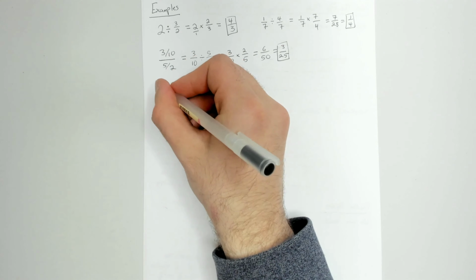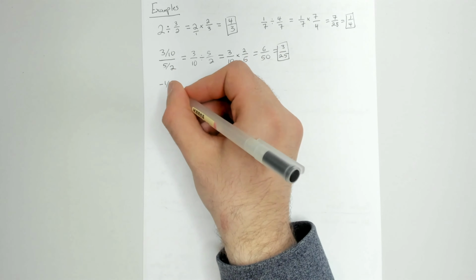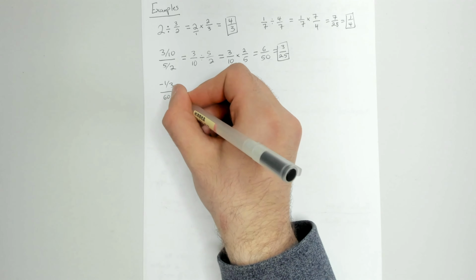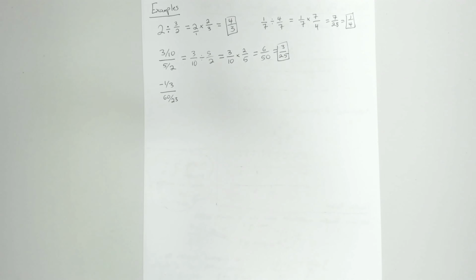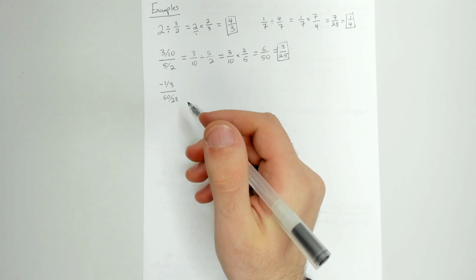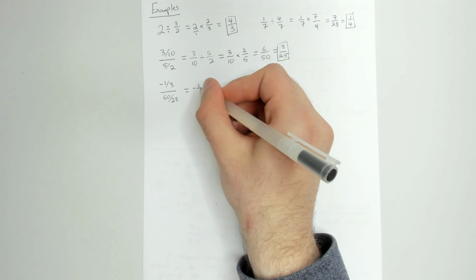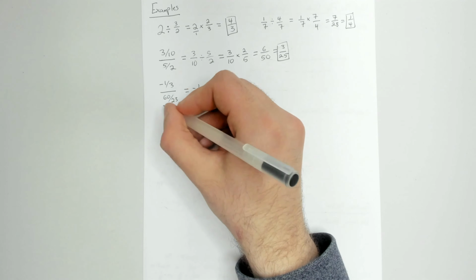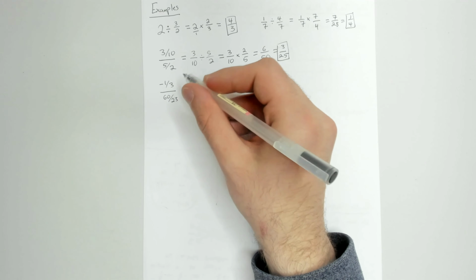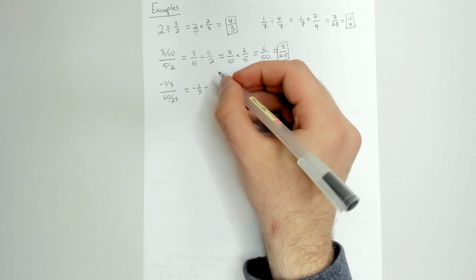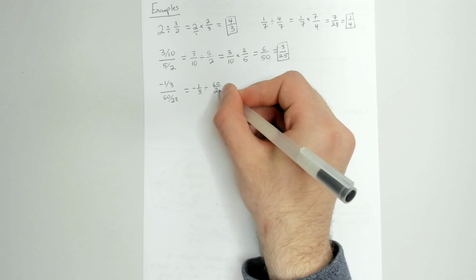All right, what if we had negative a third over 60 over 23? All right, so we've got a negative in here, but again, that's fine because we're just doing a negative divided by a positive. So ultimately our answer is going to be something negative. So we have negative a third, and again, inside of this fraction, this is the same thing as just dividing by what's in the denominator, which is this 60 over 23.